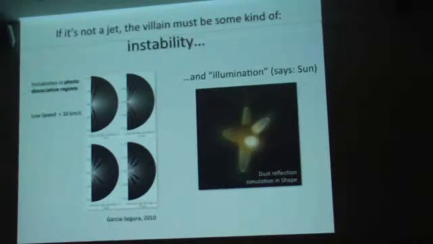Okay, but then again, jets are not everything. We heard that photodissociation regions can also produce multipolar jets, mostly slow ones. The jets are good for fast stuff. Here we have slow ejections or carvings into the ambient medium that would produce these fingers. Here's an illustration of what this might look like when you shine light through them. If there's dust around, this is dust reflection on such an object.